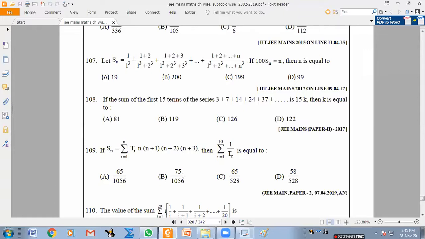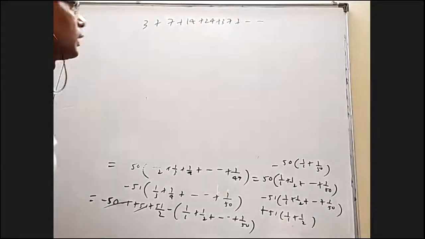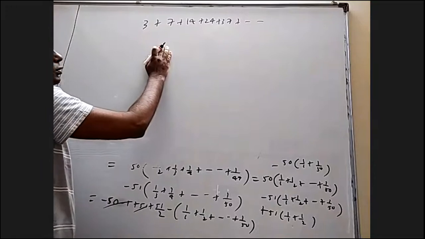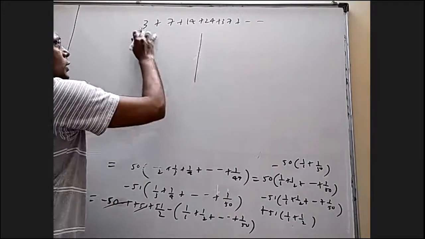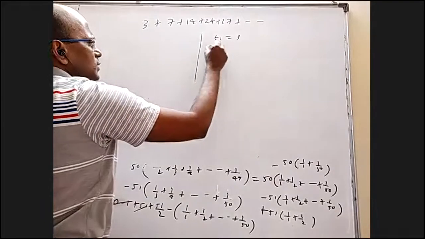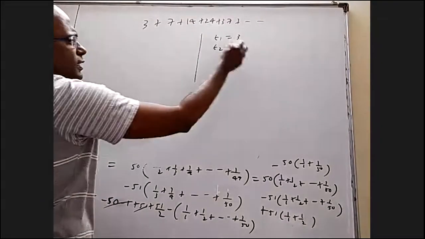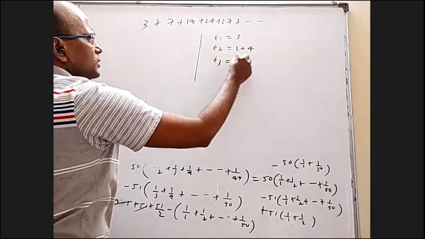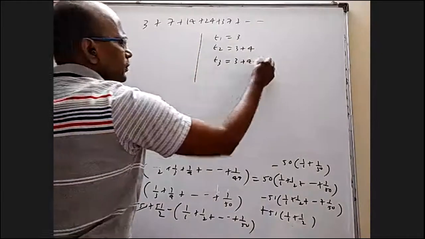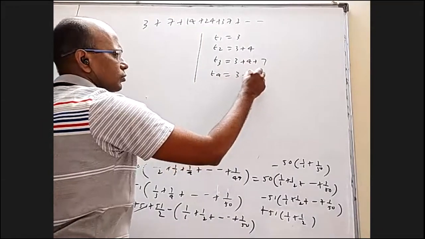So 3 plus 7 plus 14 plus 24 plus 37, and so on. Whenever differences are in AP, there are two ways to look at it. You can write the first term as 3. Second term, you write first term plus whatever is extra, 3 plus 4. Third term is 3 plus 4 plus 7. Fourth term is 3 plus 4 plus 7 plus 10.